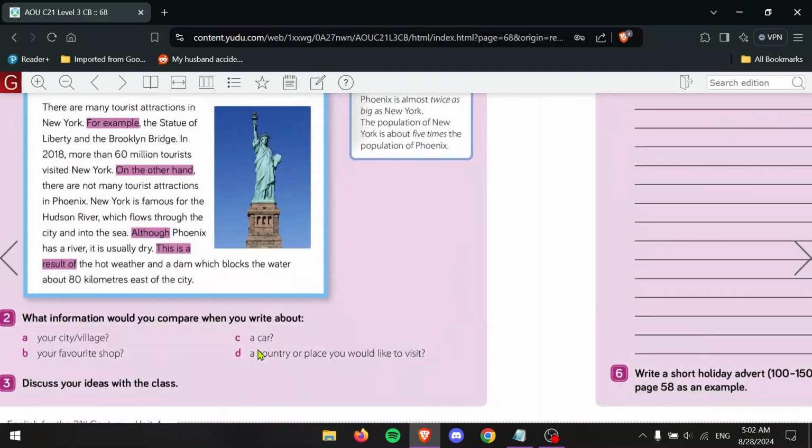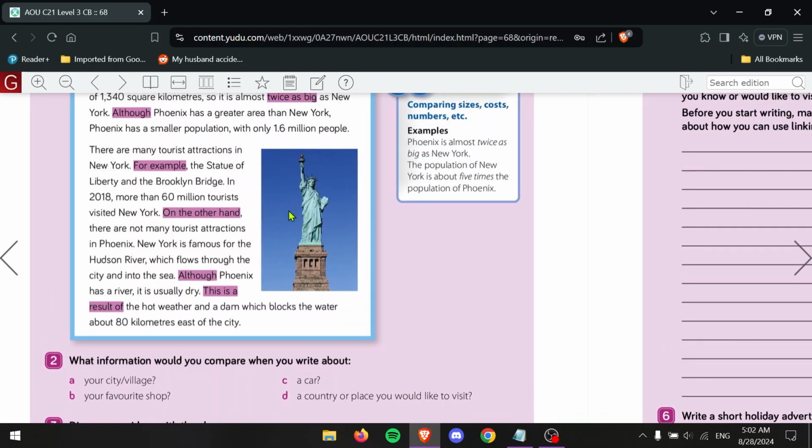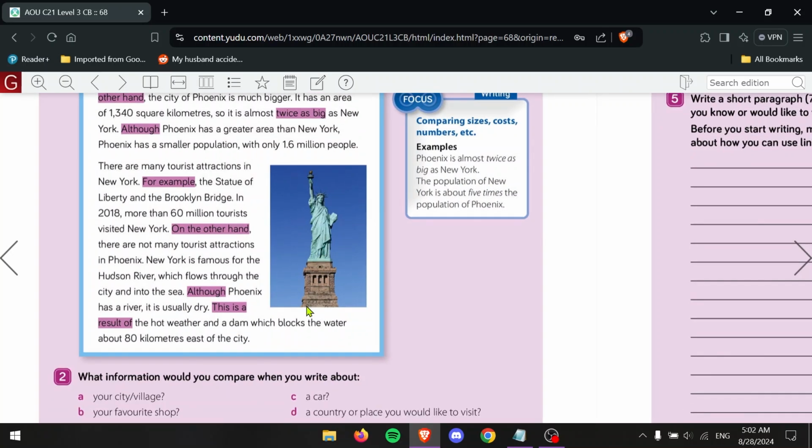All right. This is just a really quick exercise. What information would you compare when you write about certain things? For example, this is city or village. For city or village, we could talk about things like population. You could talk about size. Basically, everything that is written here. You could talk about places for tourists. You could talk about restaurants, something that it is famous for, as long as it has a comparison with another city or village in a certain context.